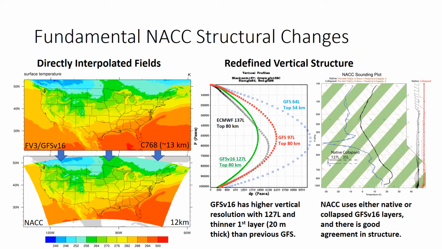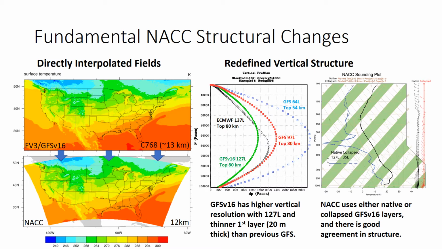Here I show the fundamental NACC structural changes. On the left are the directly interpolated fields by NACC, for example, from GFS-16 surface temperature at about 13 kilometers to NACC at 12 kilometers below that. As you may see, there is good agreement between the GFS-16 and the NACC, and there is no downscaling needed for CMAQ.